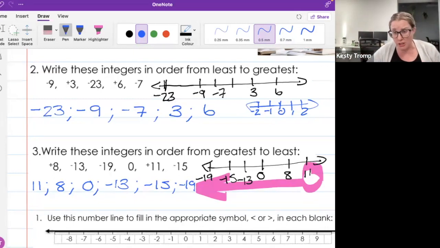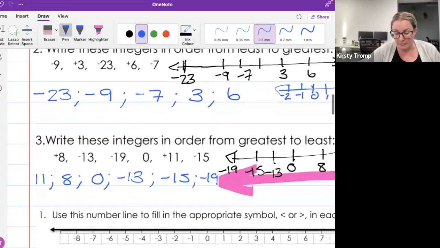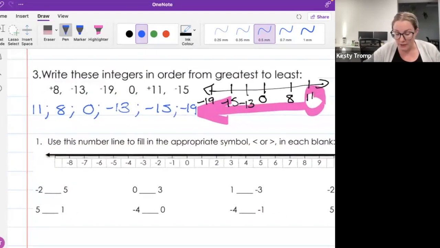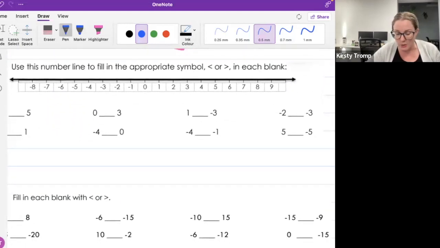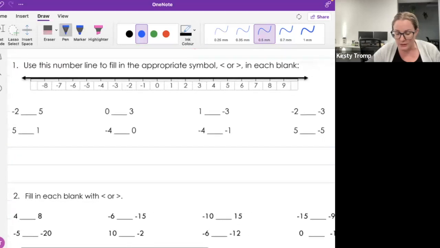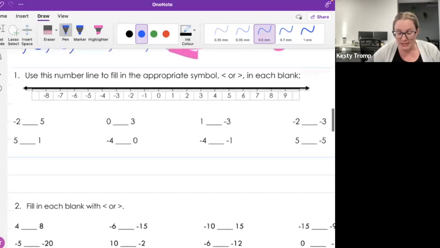I will answer some of your questions a little bit later on. My next part now is we're going to use our crocodile mouth, or our greater than and smaller than signs, whichever one you call it at school. My first part says to us, use this number line to fill in the appropriate symbol, less than or greater than, in each blank. I'm going to do some with you. Please don't put the answers in the chat. I'm going to do some with you and then I'm going to let you do some by yourself, and I'm going to answer some questions.